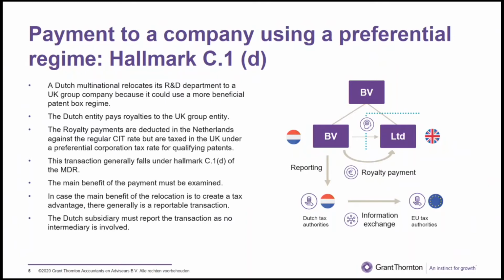So let's say in this case, but it could be any country, the multinational wants to shift the R&D department to the UK to make use of a preferential regime there. Subsequently, of course, there needs to be royalty payments from the Dutch subsidiaries to the UK. So what you see here is that you have a deduction against the regular corporate income tax rate of 25%, whereas the royalty income is picked up against a preferential regime in the UK or whatever country it would be. So what should subsequently be assessed is, what is the main benefit?